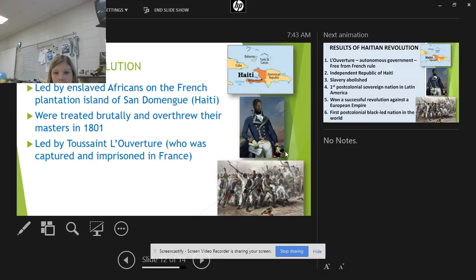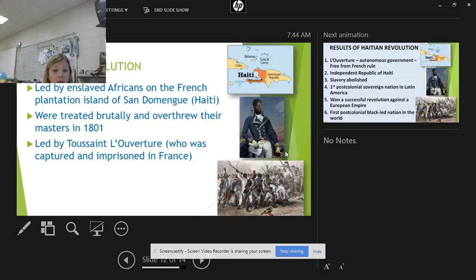So the French had plantations here. They're making money hand over foot in Haiti. And of course, the slaves and even some of the mestizos and mulattoes are being mistreated. So they decide to, in 1801, rise up and overthrow the French owners of the plantations. This was fairly easy for them considering the slaves made up 90% of the population in Haiti. Okay, so it was pretty outnumbered for the French overseers.